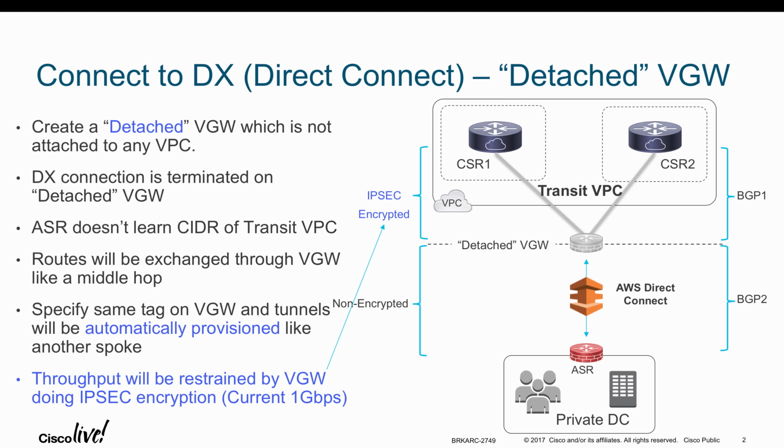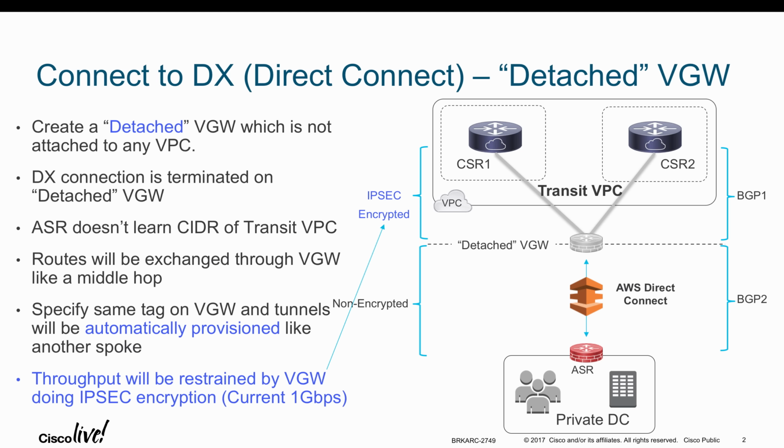Because this is a detached VGW, you don't attach this VGW to any Amazon VPC, including the transit VPC itself. So it's called detached status. Because it's detached, the VGW itself will not advertise the routes of any of your AWS VPCs to your on-prem DC. So the on-prem DC will just use the VGW as another routing point.